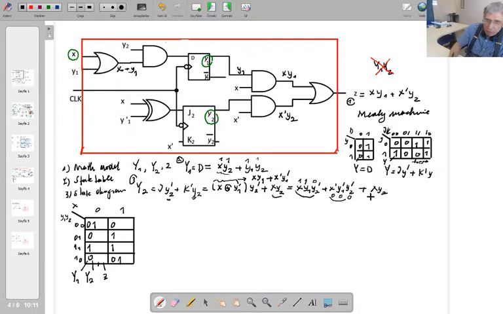So what is left? This product term. This is x, y2. So the same as x, y2 here, isn't it? So x, y2 is in the first next state function and also in here. So this is x equal to 1, y2 equal to 1. So those two, isn't it? X equal to 1, y2 equal to 1.